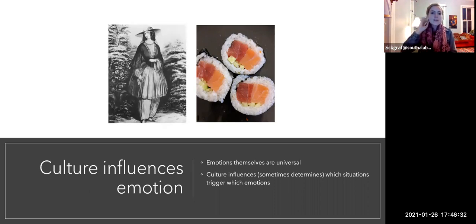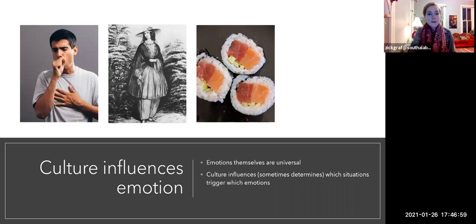Another example is women wearing pants. Most of us don't really think anything of this now, but in the late 1800s, women wearing pants was actually a very provocative political statement. And so seeing a woman in bloomers would have elicited anger for some people. Culture determines what we see as appropriate or inappropriate behavior, and therefore what behaviors trigger emotional responses like anger.